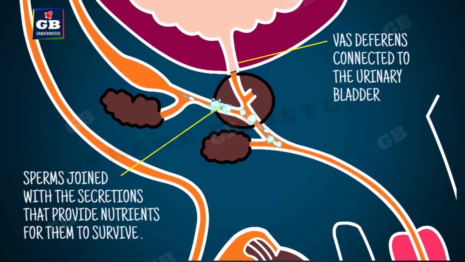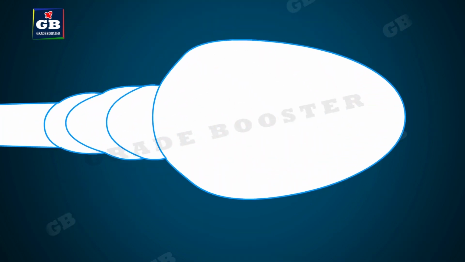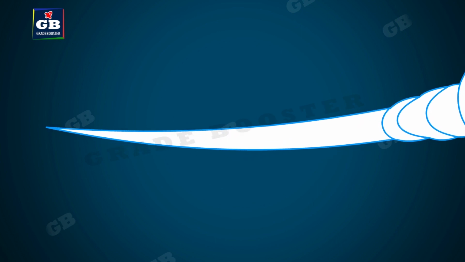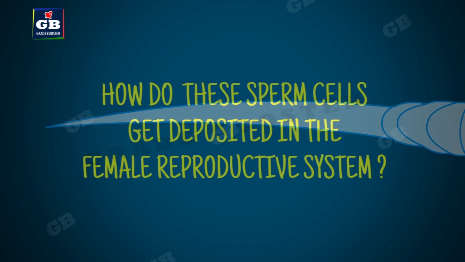The vas deferens is a common duct for both the sperms and urine. It is also connected to the urinary bladder. The sperms are tiny bodies that consist of mainly genetic material and a long tail that helps them to move towards the female germ cell.